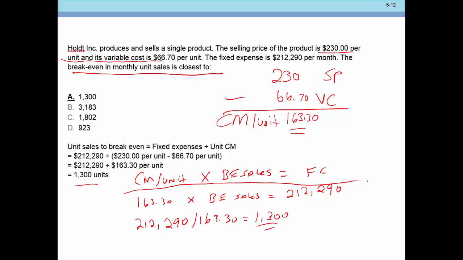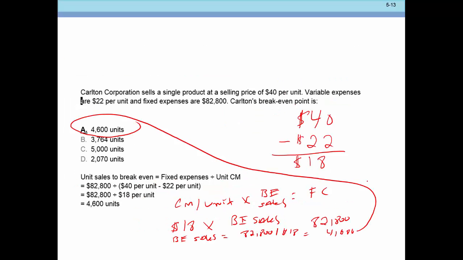Contribution margin per unit times the break-even sales equals my fixed cost. My contribution margin per unit is what? 163.30. I'm solving for the break-even units, and I have to cover fixed cost of $212,290, this problem told me. So I take the $212,290 and divide that by my contribution margin per unit. I have a break-even of how many units here? 1,300, right? Okay, good.